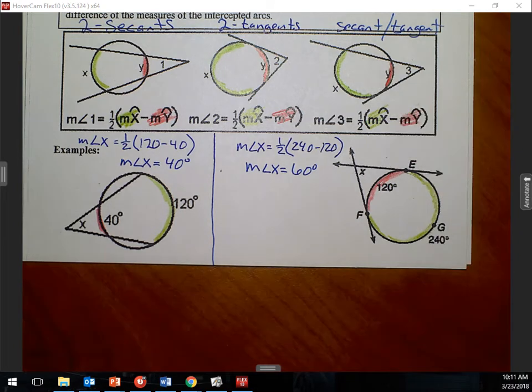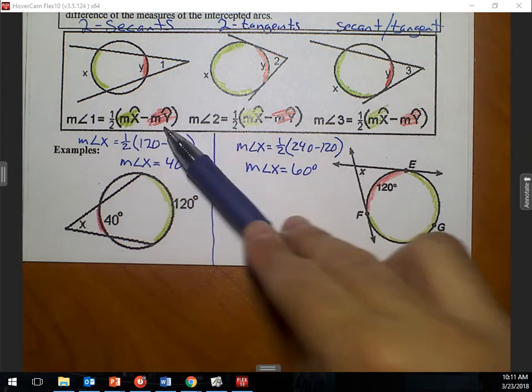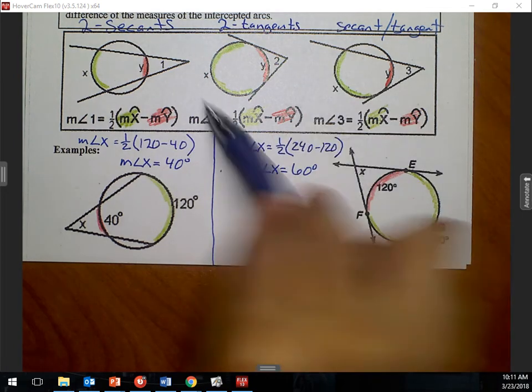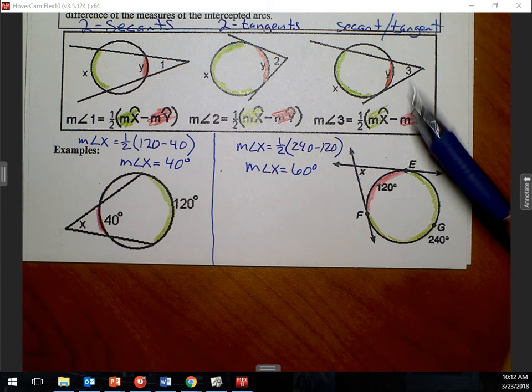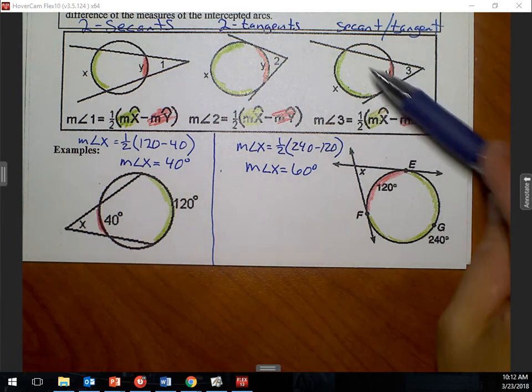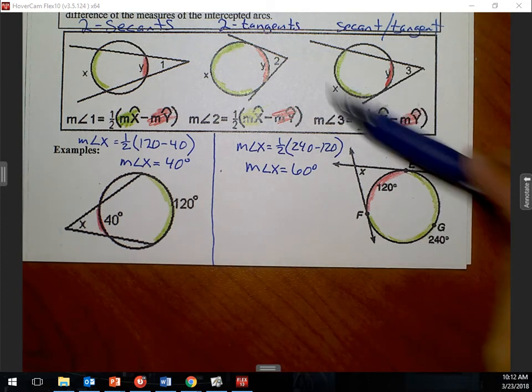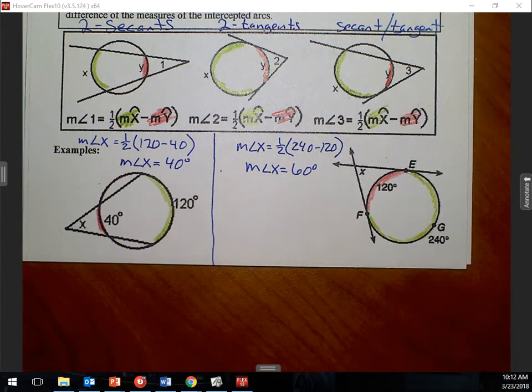How about secant tangent? It's the same type of problems. If you look at it, it's the same formula basically every single time. But a secant tangent, I would just use the different values. It's just the way it looks. That's all it is. It's the way it looks. That's going to be different. Can we do an example?